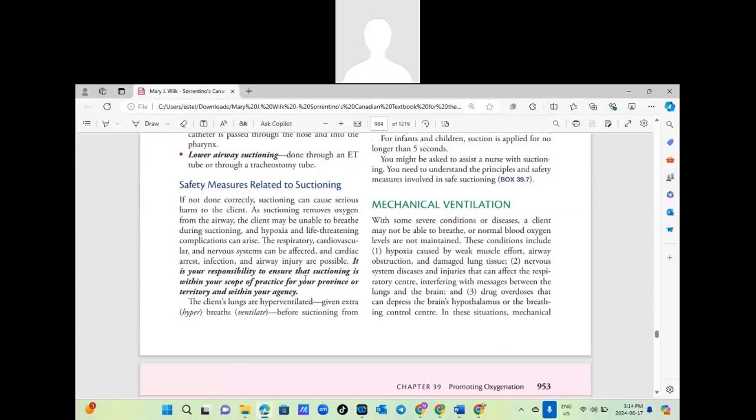It is your responsibility to ensure that suctioning is within your scope of practice for your province or territory and within your agency.